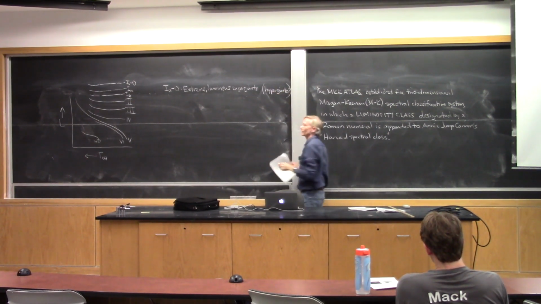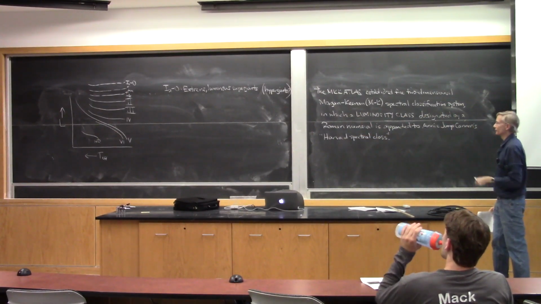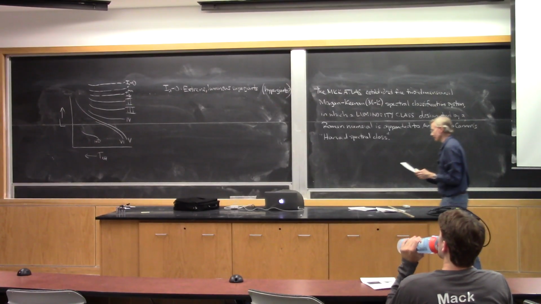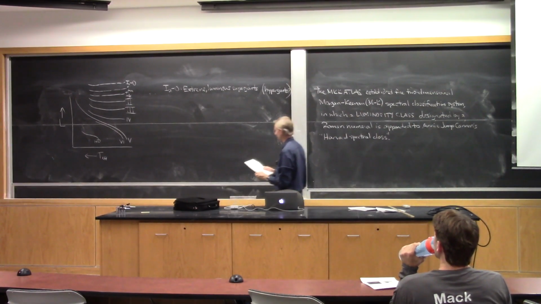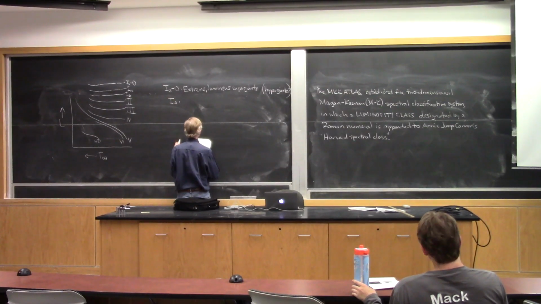I'm going to put a question mark there because, like I say, I see hypergiants referred to, and I think it's referring specifically to that luminosity class, but I'm not sure. Maybe it also includes 1A. Why 1A? Those are the luminous supergiants.